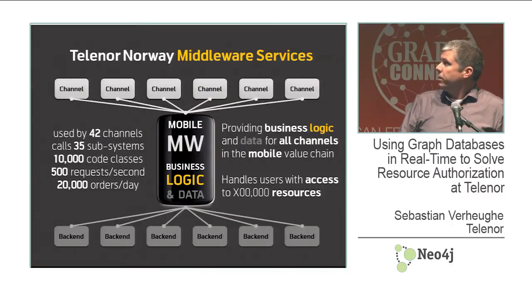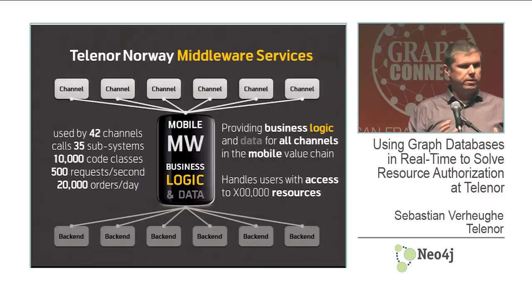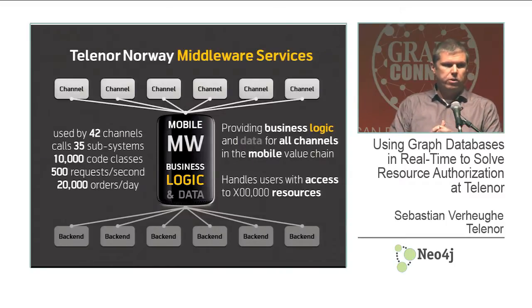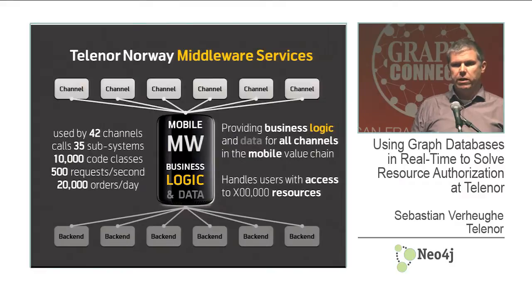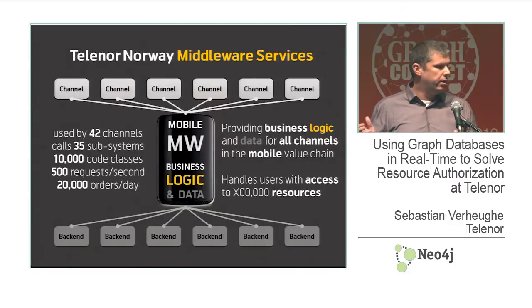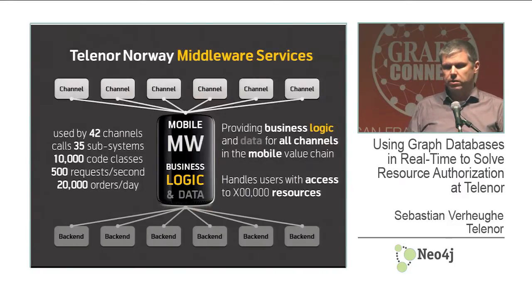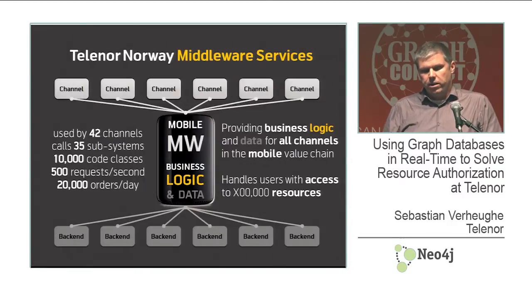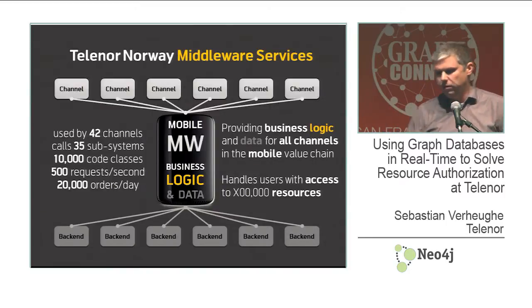So this is a picture of the middleware services that are using Neo4j today. We have a monolithic kind of middleware. We have a lot of different channels. One channel is a group of clients, right? It can be an app, or a web solution for enterprise customers, or a web solution for consumer customers. And we have on the order of 20,000 orders a day coming into the system. Everything goes through this monolithic middleware.